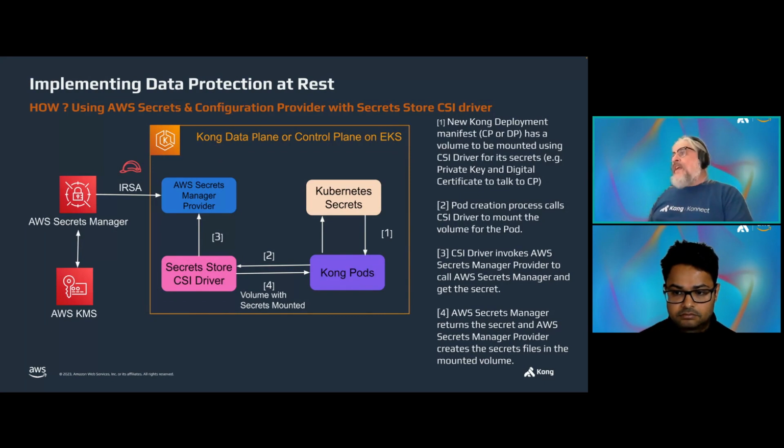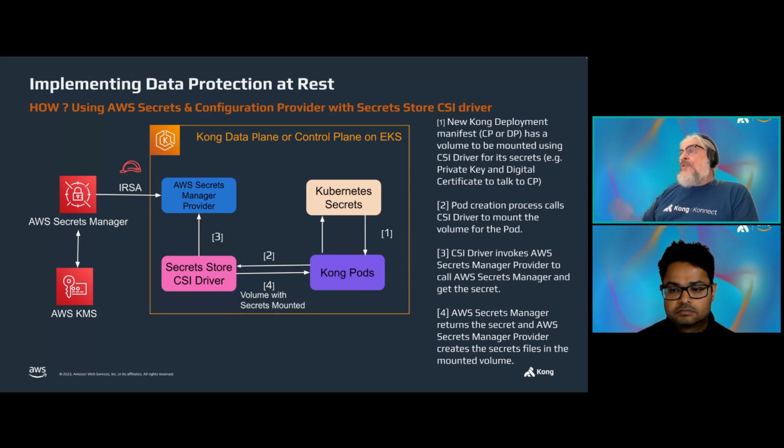Every time you run a Kong deployment, you will have some volumes defined there to map specific items. For instance, the digital certificate and private key pair you have to use in order to get the control plane and data plane talking to each other. They're going to talk to each other over a mutual TLS connection. In order to do it, you have to have a digital certificate and private key pair in order to get this connection in place.